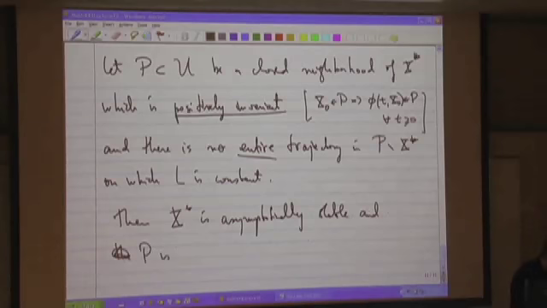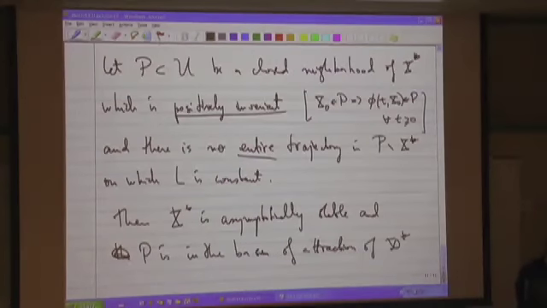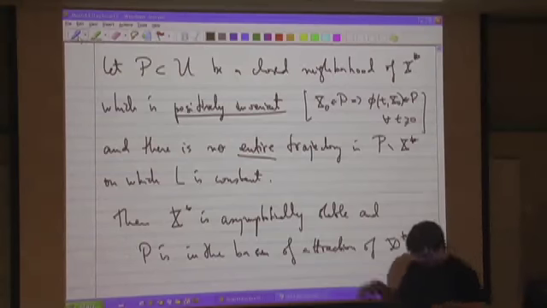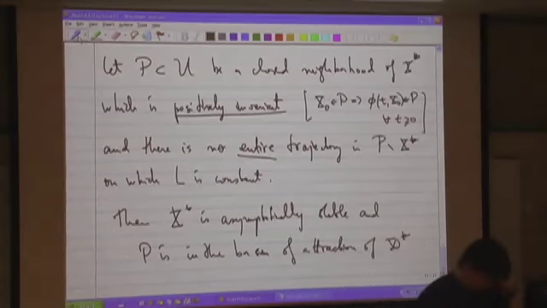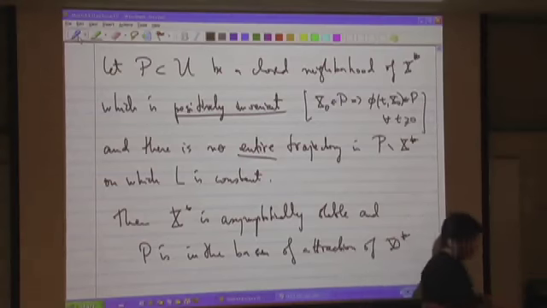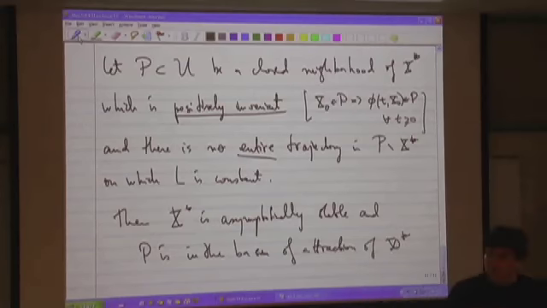And P is in the basin of attraction of X star. So if you can identify such a neighborhood for which there is no entire solution, entire trajectory, on which L stays constant, then everything that starts in that P goes towards X star.